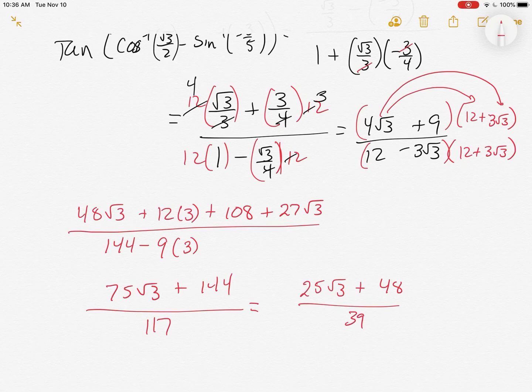And so we get a nice 48 plus 25 root 3 all over 39. That's how they have it written in the back. In the back they have the 48 plus 25 root 3 all over 39. I flipped to the back in order to check that. My book has the answers in the back, not how to get there. But that's what you would do.